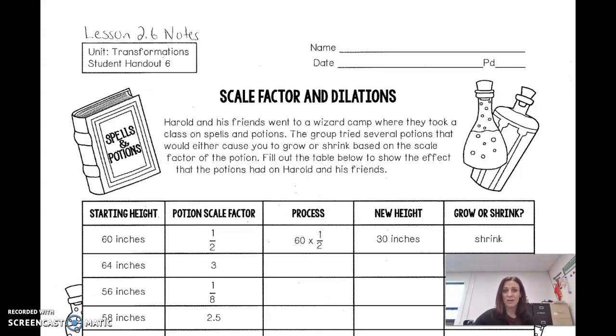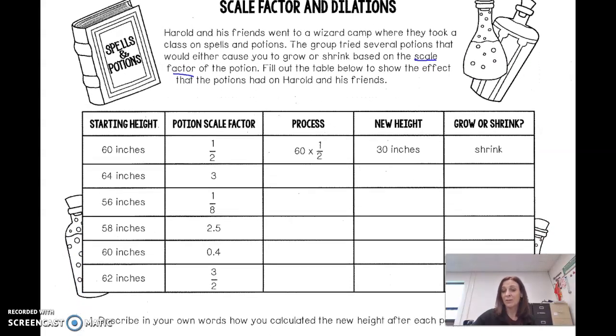We're going to do a little wizardry here. Harold and his friends went to a wizard's camp where they took class on spells and potions. The group tried several potions that would cause you to either grow or shrink based on the scale factor of the potion. Scale factor is the number we're multiplying by. We've dealt with numbers like that: slope, constant, unit rate. Those are all kind of similar. The name we use for them depends on the situation we're in. So a scale factor is the number we're multiplying by. Fill the table below to show the effect that the potions had on Harold and his friends.